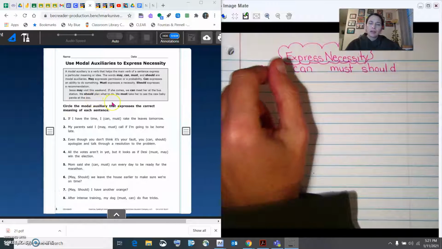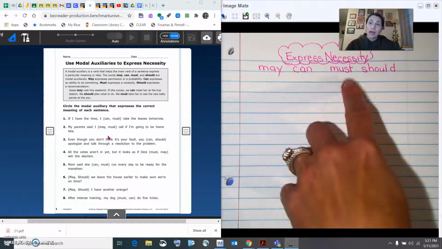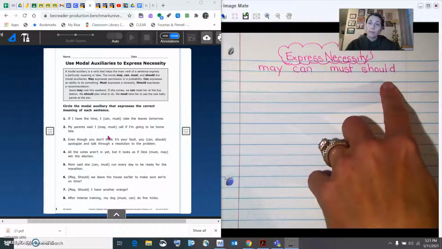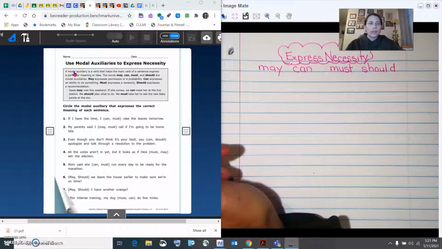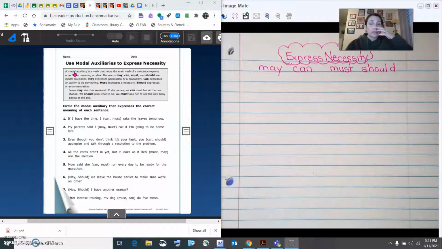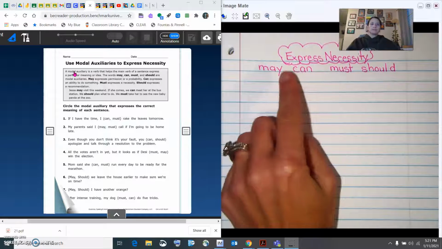Now we have a sheet over here that we're going to go through together, and then your assignment is going to be a Google form picking the words that make the most sense in here. So the big word for it is modal auxiliaries. You don't need to remember that. All you need to remember is what each of these mean.